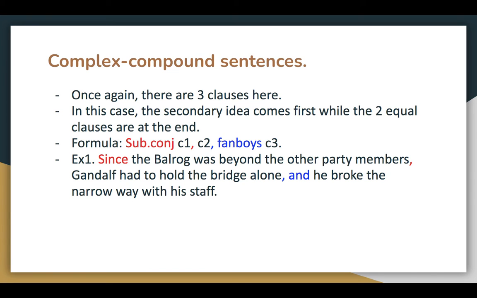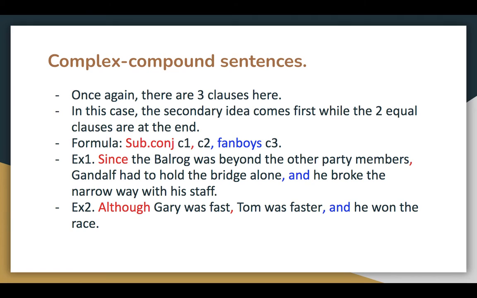Okay, let's look at another example. This one's a bit simpler, a bit quicker, but again, we can see that each clause is structured properly. Each clause has its own verb, its own subject, has the commas in the right place. Although Gary was fast, comma, Tom was faster, comma, and he won the race. So again, Gary's part of the story, but Tom is the highlight of the story here, as those two clauses are in the compound formula, and compound means the ideas are equal and primary.